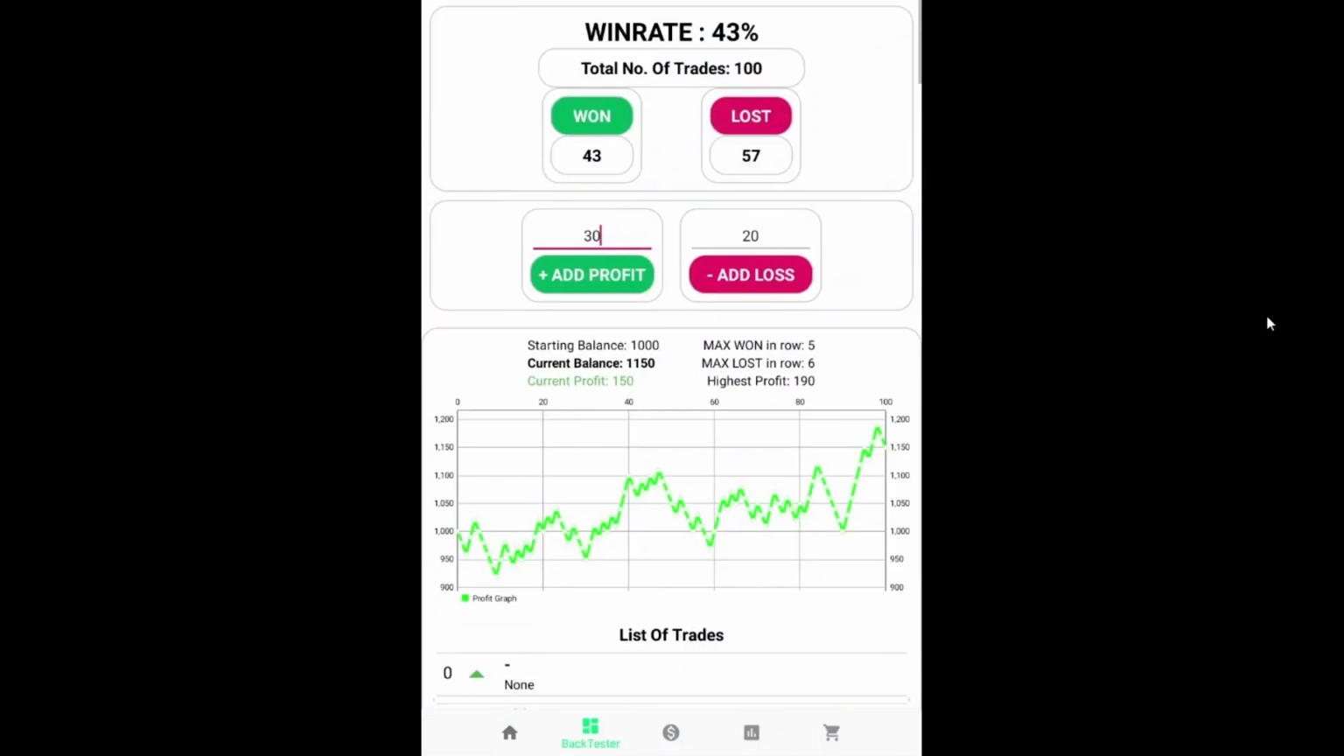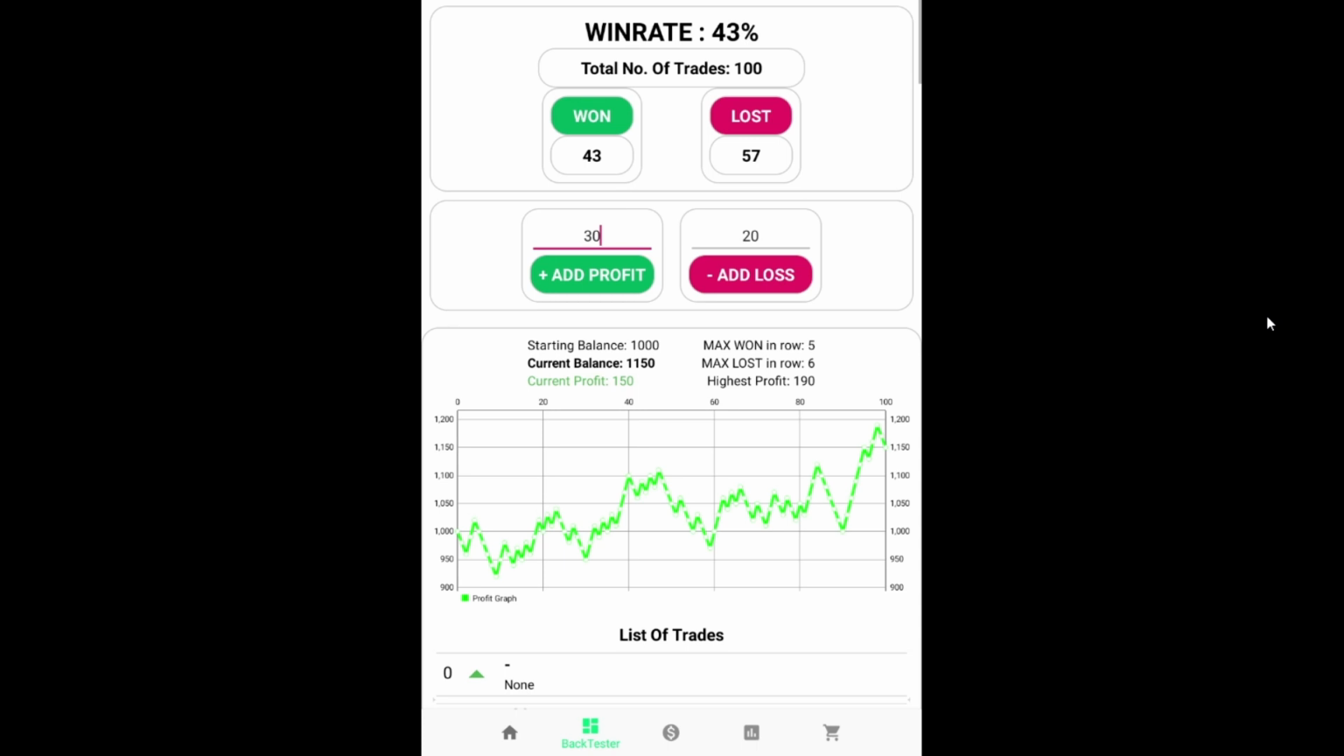After analyzing the data, we found that our strategy had a win rate of 43%. That means out of 100 trades, 43 were wins and 57 were losses. Now, let's take a look at some of the key performance indicators. Our strategy had a total of 43 wins and 57 losses. The most consecutive wins in a row was 5 and the most consecutive losses in a row was 6.